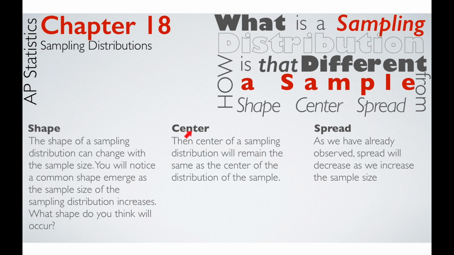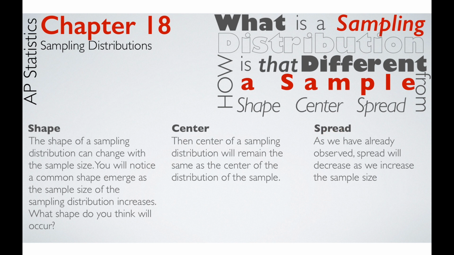The center, now this is the really easy part about this chapter, is the center of your sampling distribution will be the exact center as the population. So let's say the average height is, let's say it's 70 inches. Then the average of my population is 70, the average of my sampling distribution, no matter how big my samples are, whether they're samples of 10 or 20 or 100, the average will remain the same every single time.